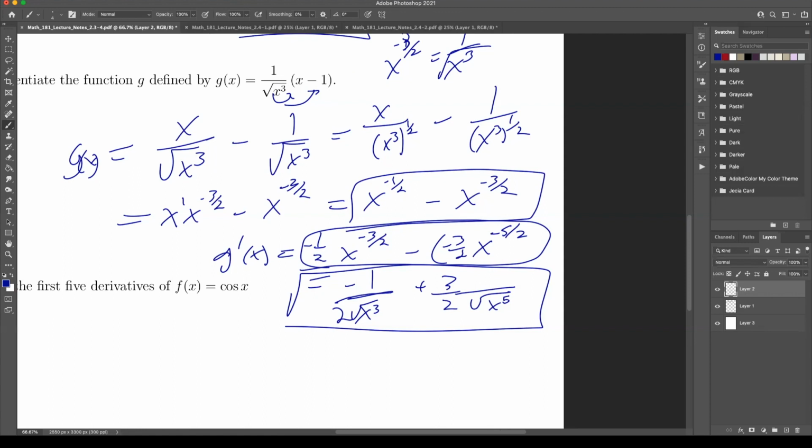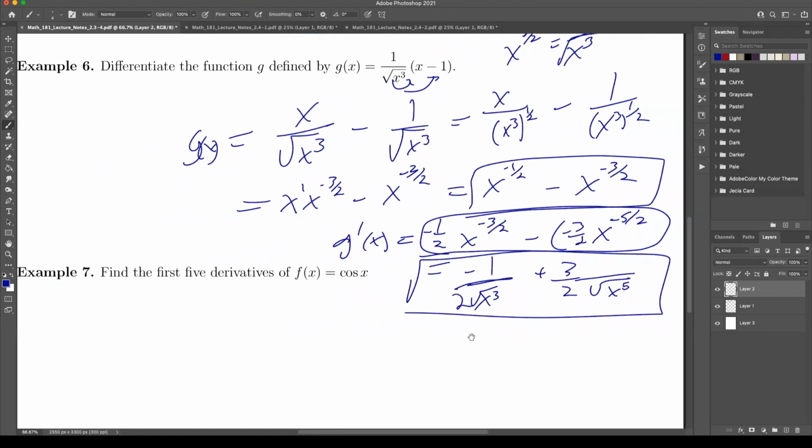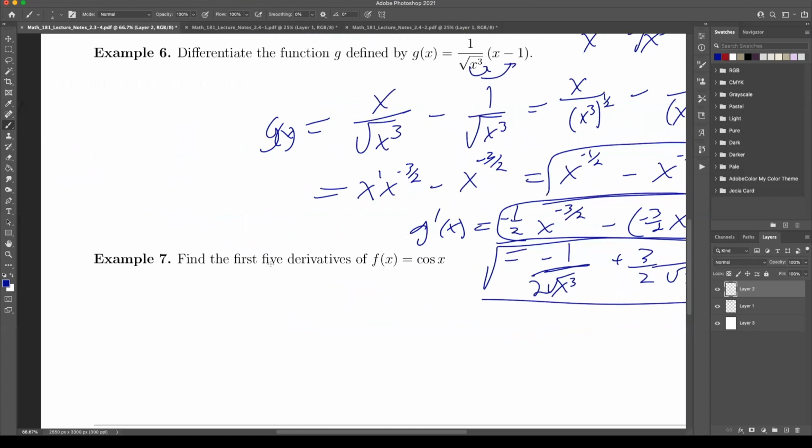Okay, so all right, so now let's do something here. So here, remember we can take a derivative of multiple derivatives of a function.